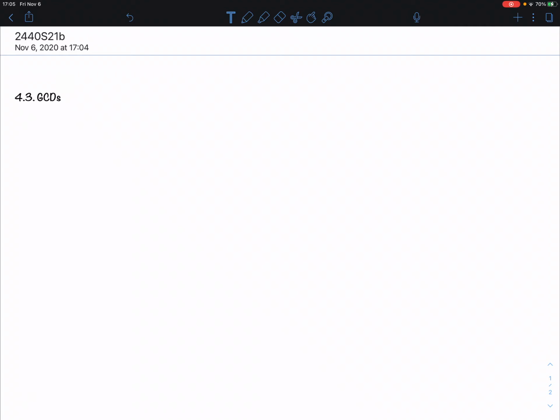Hello everyone, so we're going to continue with our 4.3 and now talk about greatest common divisors and, at the same time, about least common multiples. We'll see how they connect. First of all, what is that?